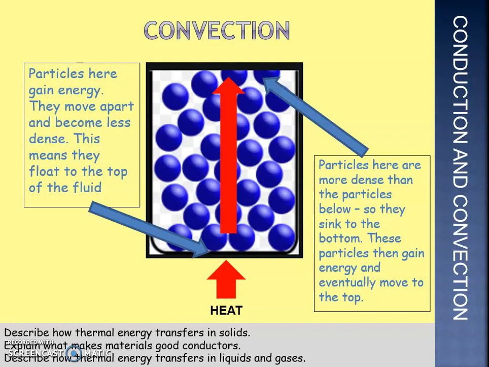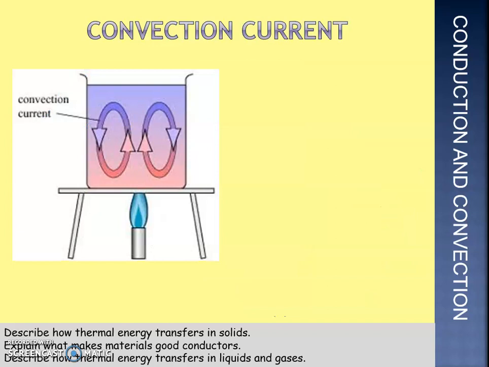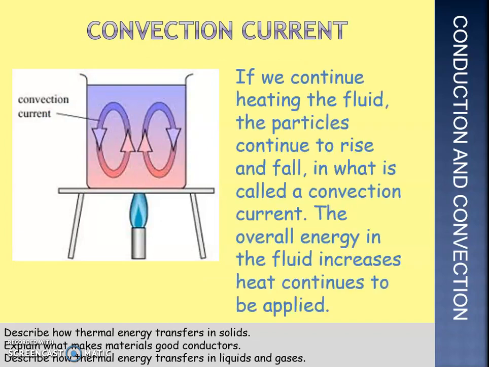So the particles that have gained energy float to the top, and particles that haven't gained the energy sink to the bottom. But as they sink to the bottom, they then gain energy from the heat, and they eventually move up to the top, pushing those other particles down. It sets up what we call a convection current.